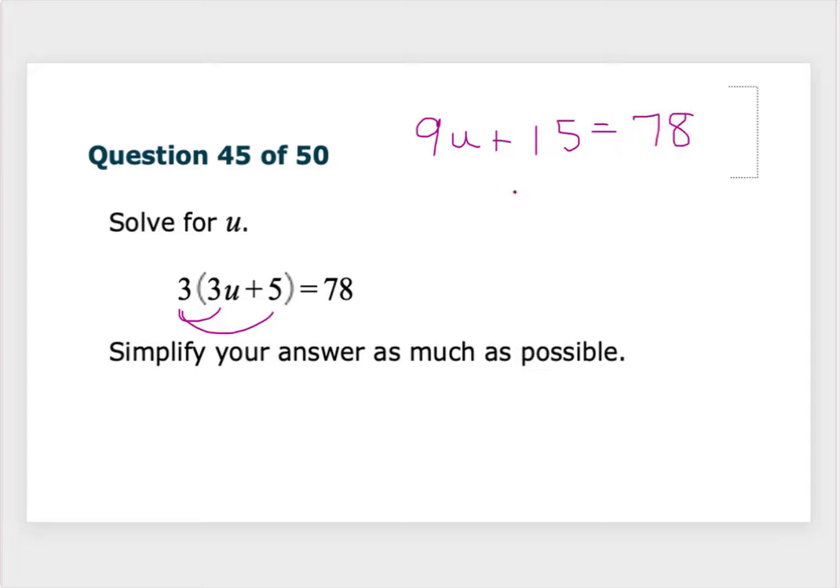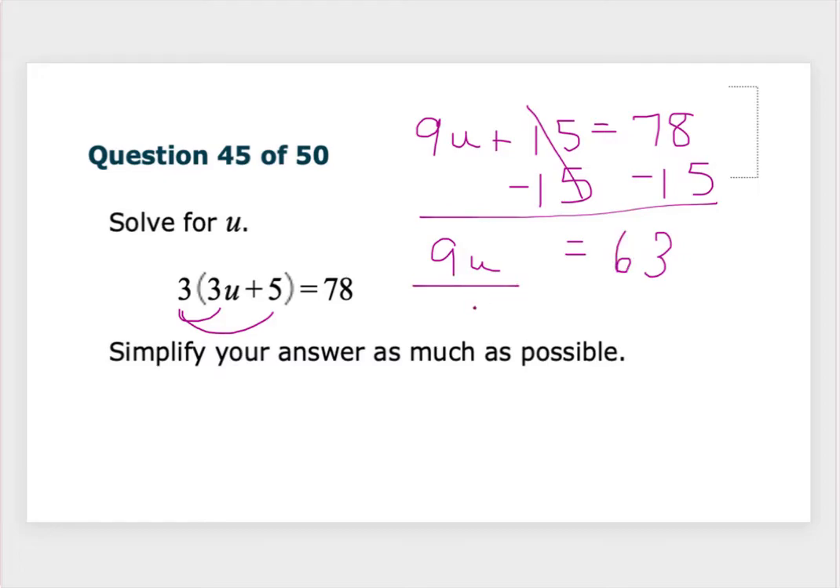Okay, now here's our variable, there's our u. We're trying to get that by itself. First, we will subtract the 15 because getting the variable term by itself is the first important thing. So 9u, the 15s cancel, equals 78 minus 15, 8 minus 5 is 3, 7 minus 1 is 6. Now we're going to divide by 9 to get the u by itself, divide by 9 on the other side, and u equals 7.